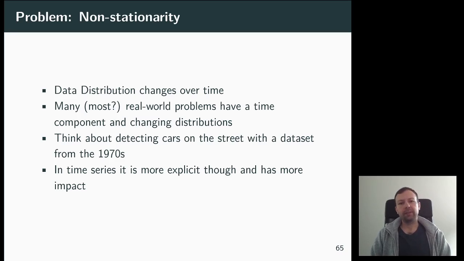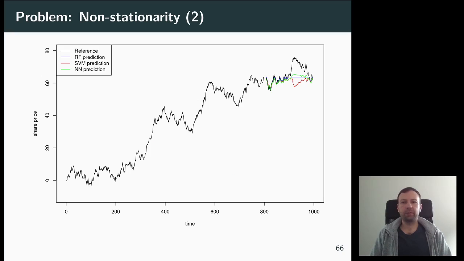However, in time series, these problems of non-stationarity are usually much more explicit, and they do have more impact. So just going back to the example that I showed you before with our stock market price. It actually took me a while, and I needed to fiddle around a bit with seed values to find a model where these very simple machine learning models would work, because one thing that can often happen is what you see here. Here is basically where the training set ends and the test set starts.